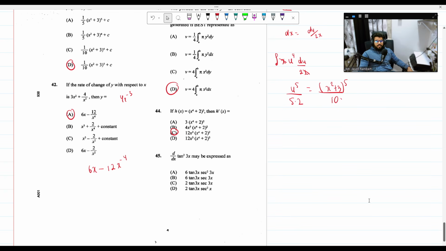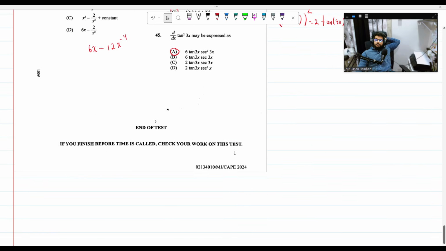When I differentiate tan squared 3x, this is tan of 3x all squared. It's going to be 2 tan of 3x to the power 1 multiplied by the differential of the brackets, which is going to be 3 sec squared 3x. So I'll get 6 tan 3x sec squared 3x to be my answer. 45 is E. And that's it for 2020.